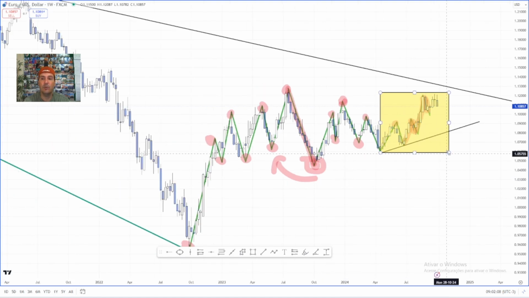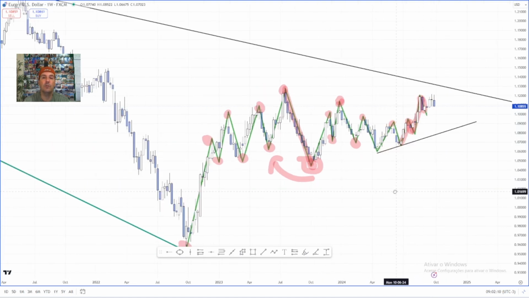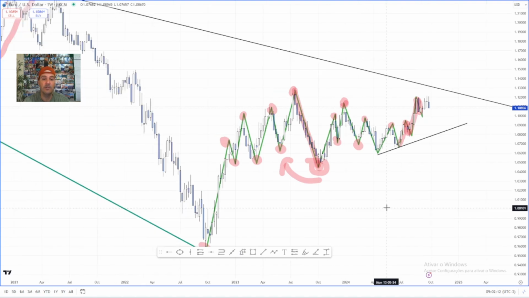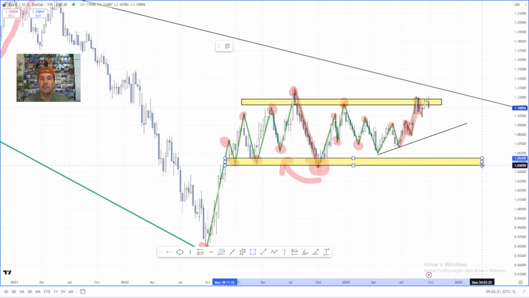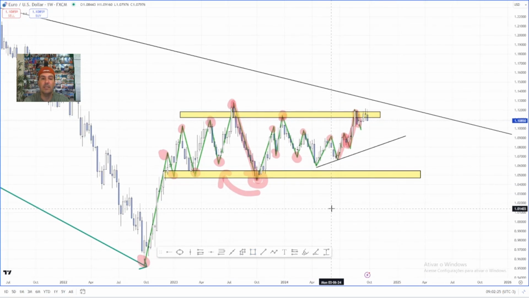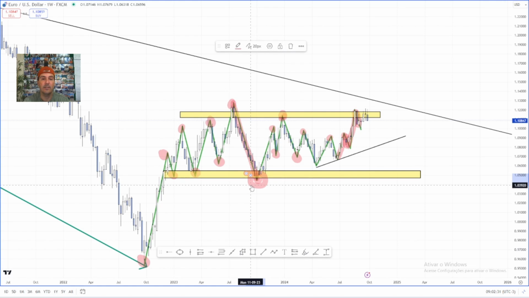Okay, so if I delete this one, what are we going to tell our trader? The market is making higher highs, higher lows, but be careful, because maybe, just maybe, from the monthly now to the weekly, we are in consolidation. And now from the weekly, this consolidation is confirmed.